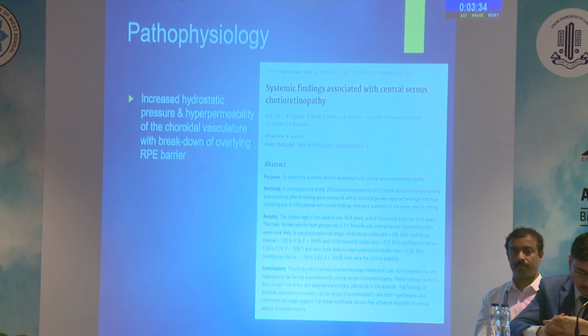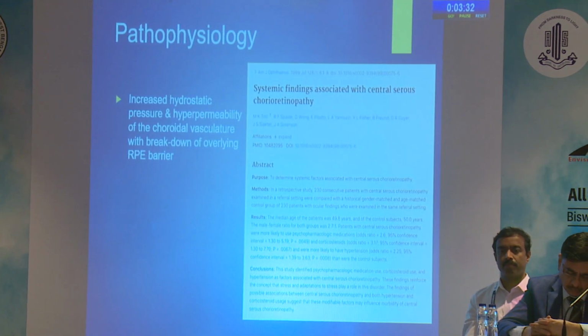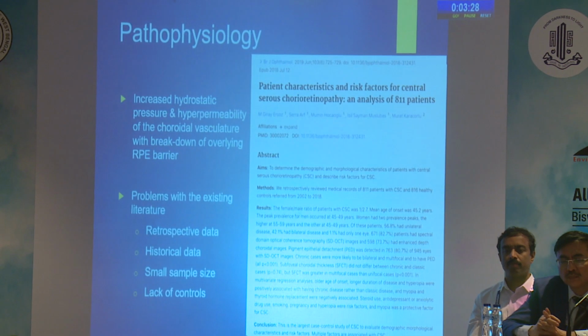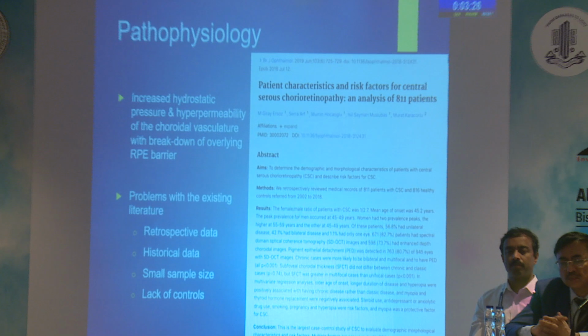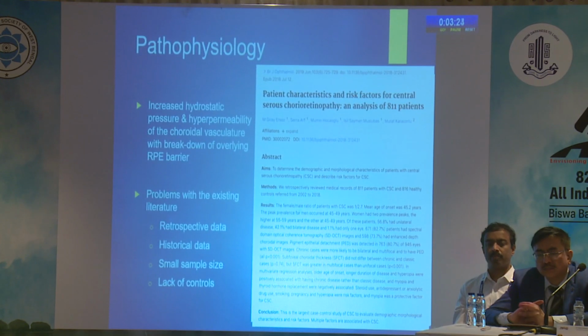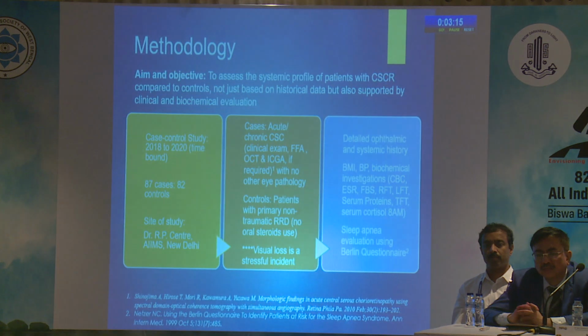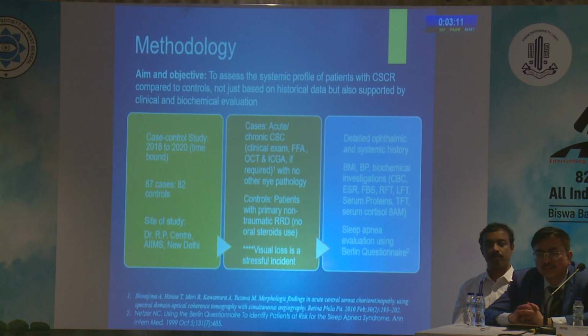Various studies have been done in the past to evaluate the systemic risk factors for CSCR, but the lacunae in these studies is that the majority are retrospective in nature, depending on historical data, or they have smaller sample size and lack case controls. So we took up a study with the aim of assessing the systemic profile of patients with CSCR compared to controls, not just based on historical data, but also supported by clinical and biochemical evaluation.